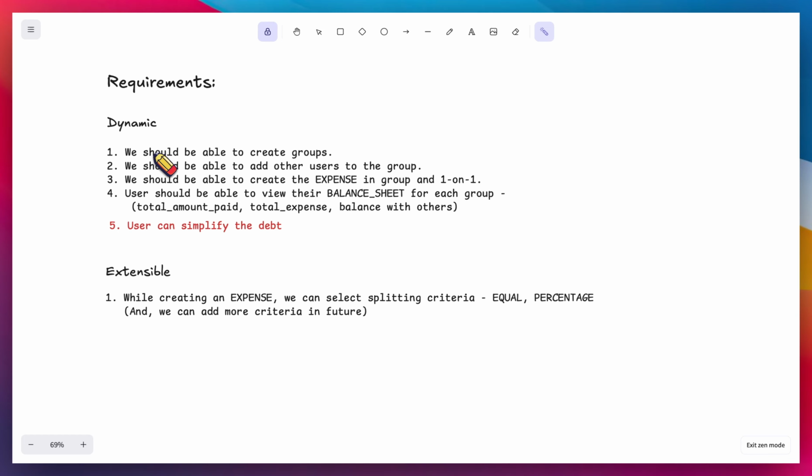The first point is that we should be able to create the groups, right? And once that group is created, we can also add the users into that group. And each and every user can create the expense. Now that expense can be a group expense or it can be a one-to-one expense. Okay. And finally, the users should be able to view their balance sheet for each group. Now let's try to understand what exactly this balance sheet is.